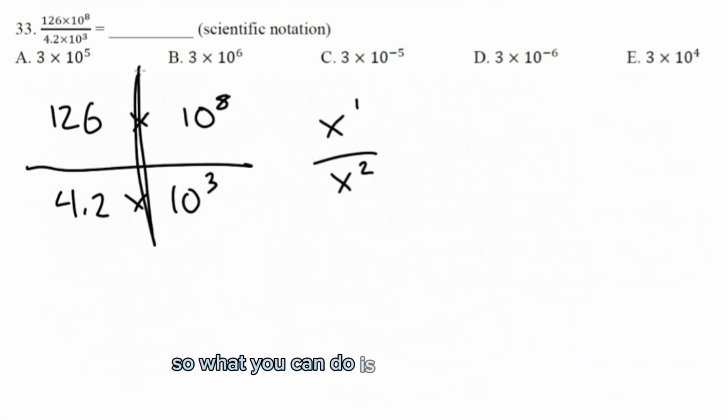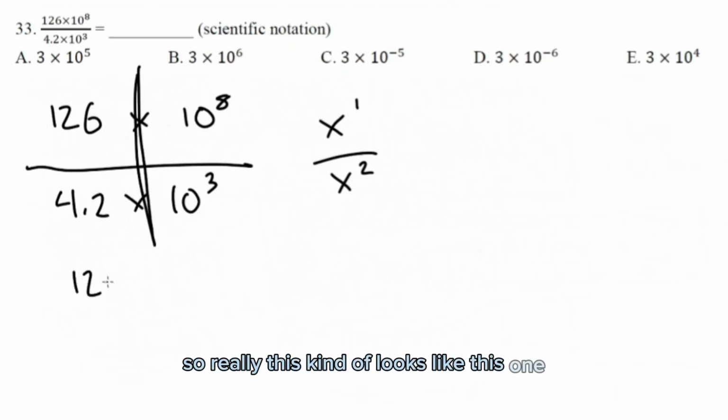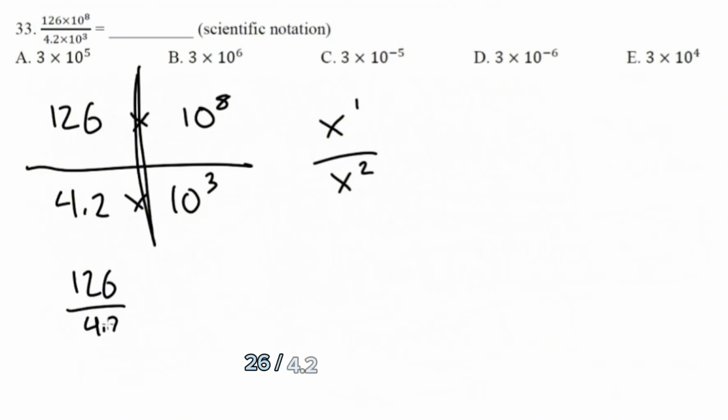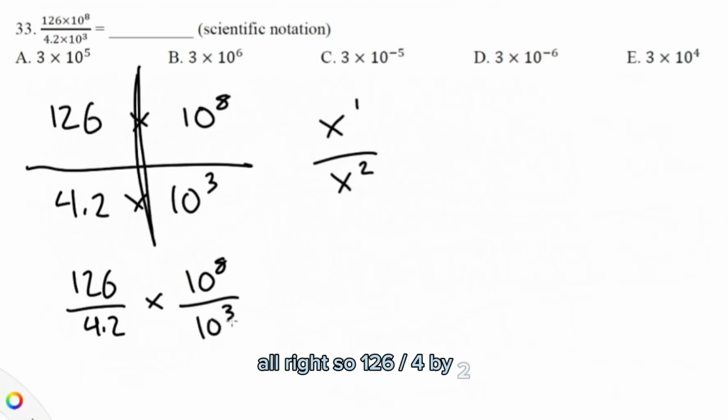You can divide this and divide this because they're multiplying. So really, this looks like 126 divided by 4.2 times 10 to the power 8 divided by 10 to the power 3. 126 divided by 4.2 is pretty simple. That just simplifies to 30.